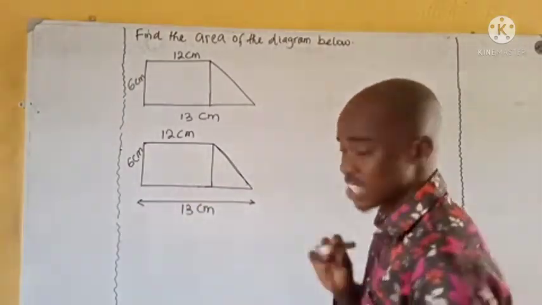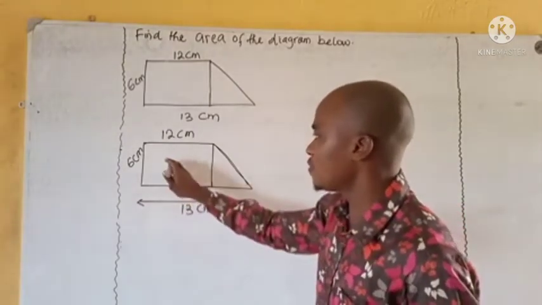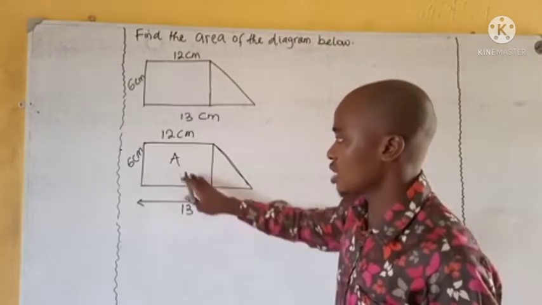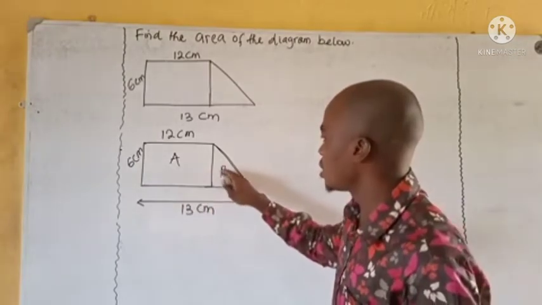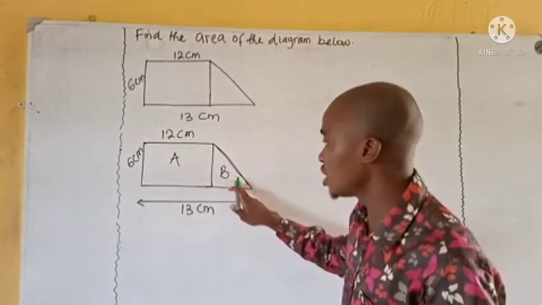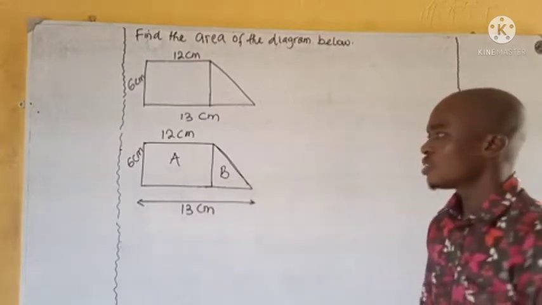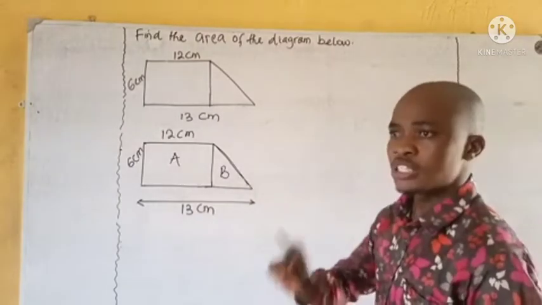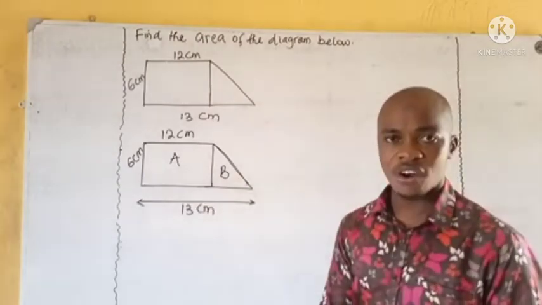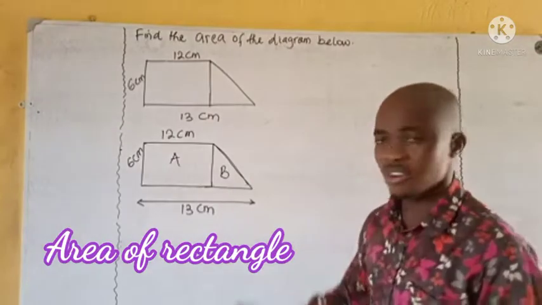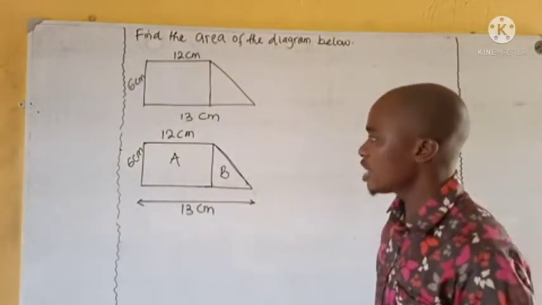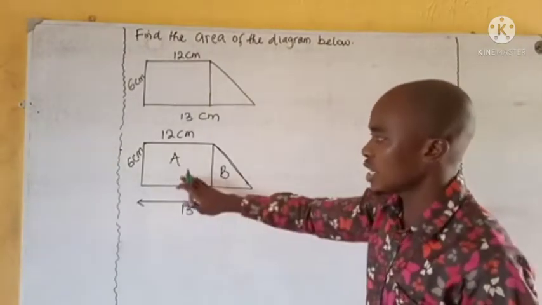So the first one is what I'm going to tell you now. Let's say we have the first shape, which is the rectangle, to be A, and the second one, which is the triangle, to be B. Now from here, don't forget that we have the formula for the area of a rectangle and for the area of a triangle. So what are we going to do? We need to get the area of the first shape.